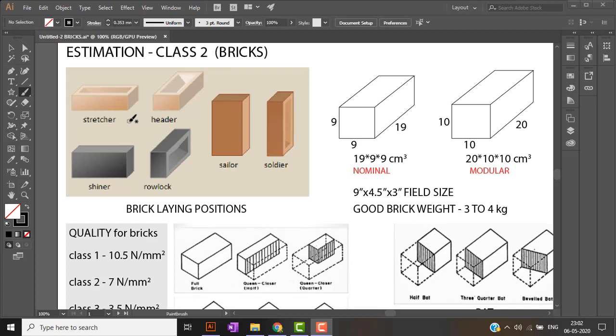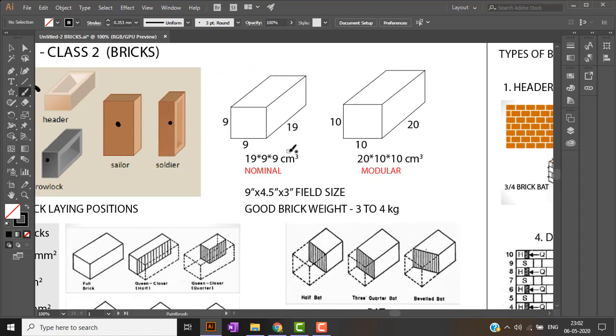Okay. Now as a cuboid has 6 faces, brick also has 6 faces. Brick is basically very similar to a cuboid. The main two laying positions are stretcher and header. So stretcher is this face, and header is this face. When we tilt this brick to a standing position, we get shiner face and roll-off face. And when you completely make a brick stand, it gives us soldier face, sailor face and soldier face. So these are the 6 basic brick laying positions.